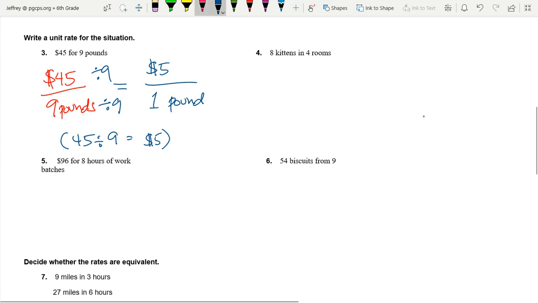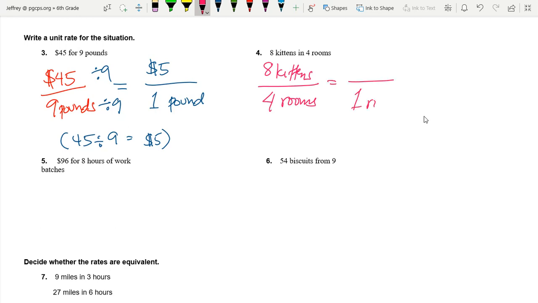Let's try number 4. Now it says here there are 8 kittens in 4 rooms. So what is the unit rate? So in one room, how many kittens are there? Exactly, there are going to be 2 kittens in one room. So what did we just do? We divided this by 4. See, we're just dividing by the same number. That means these two rates are equivalent. Okay, so remember, it's just 8 divided by 4. That's the fastest way to do it.